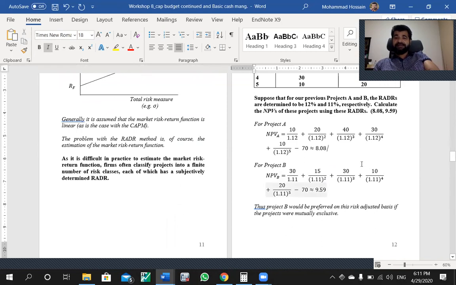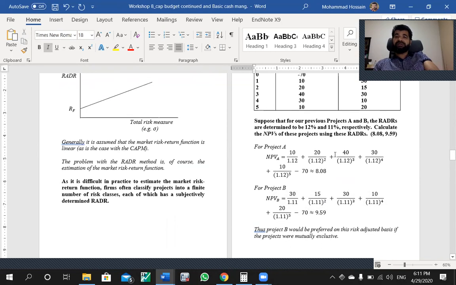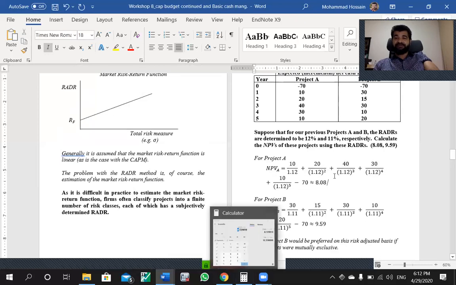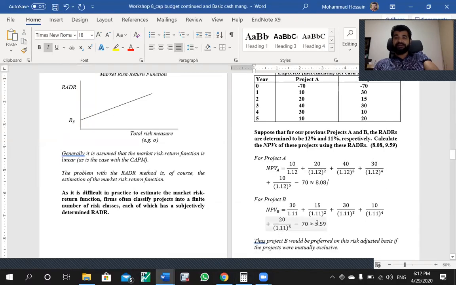So in this case, we are actually using 12% for project A, and project B is 11%. And then you will find that it is actually different. How much is that? Our net present value is 8.08. Before, how much was it? I think it was 12.37, and this one was 8 point something.